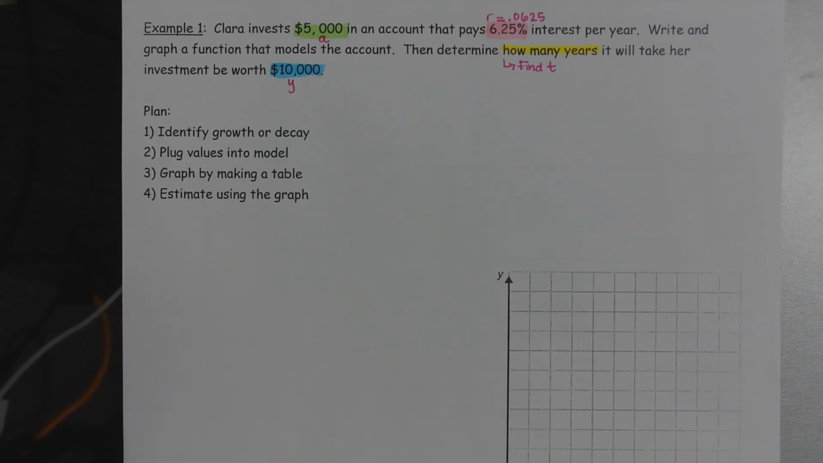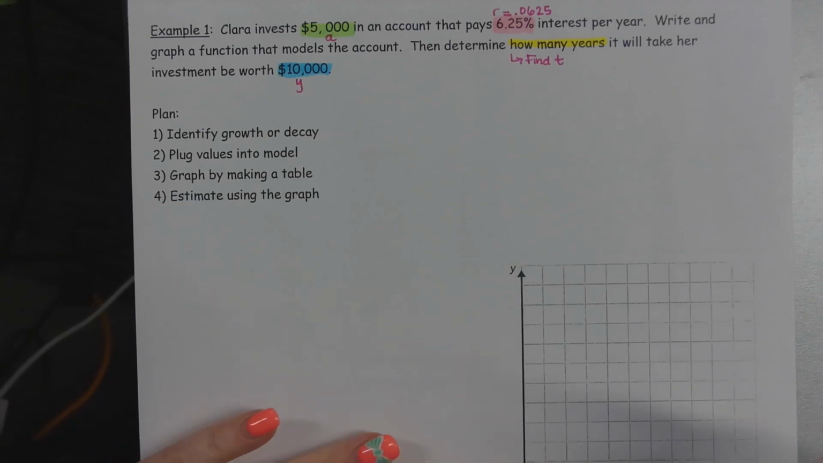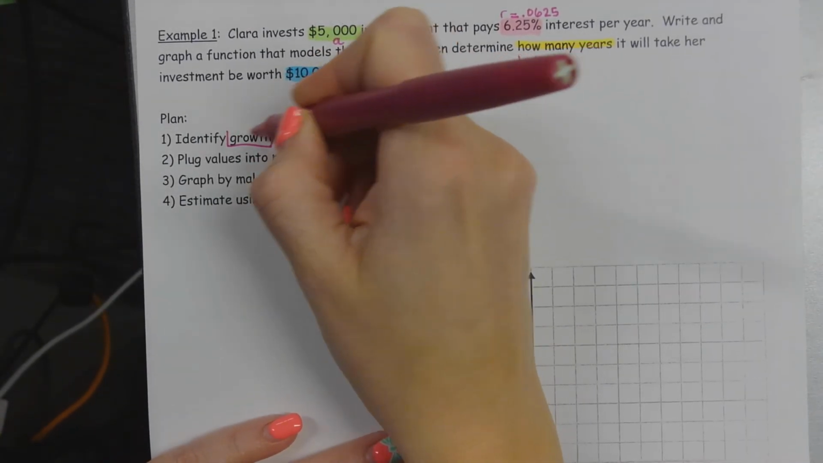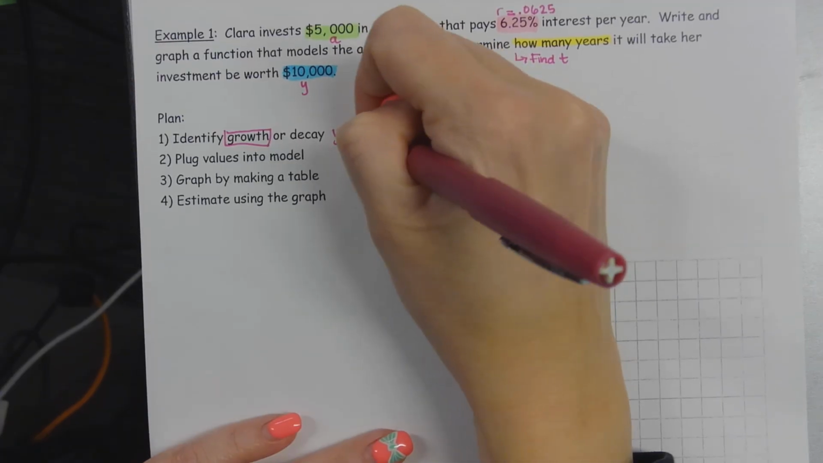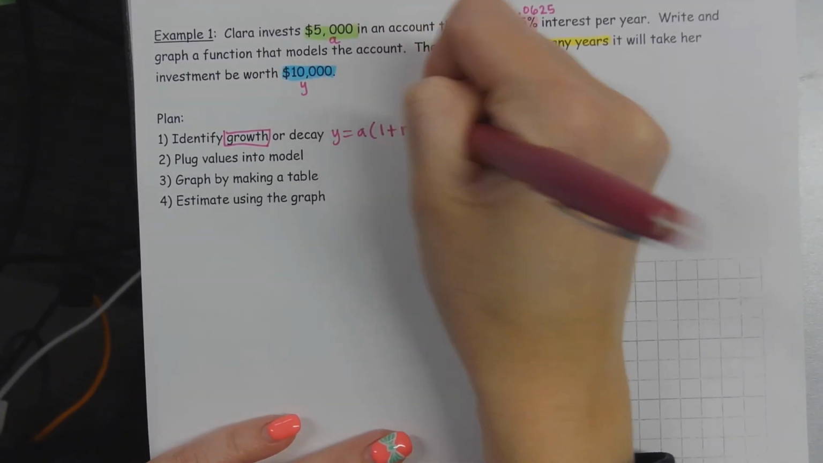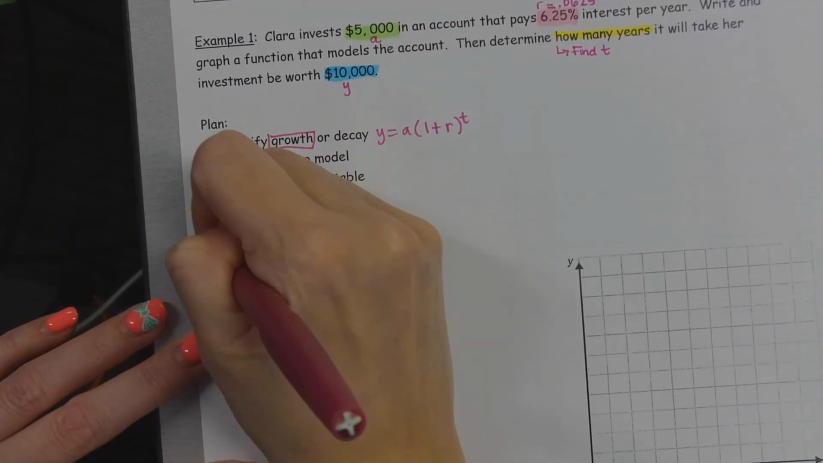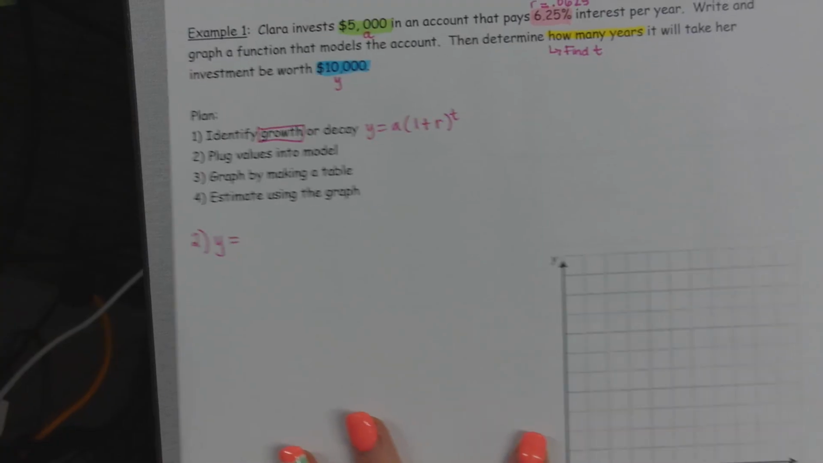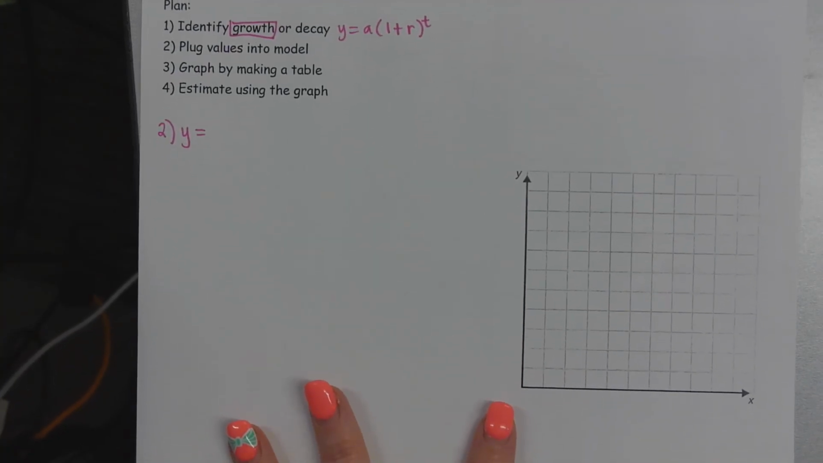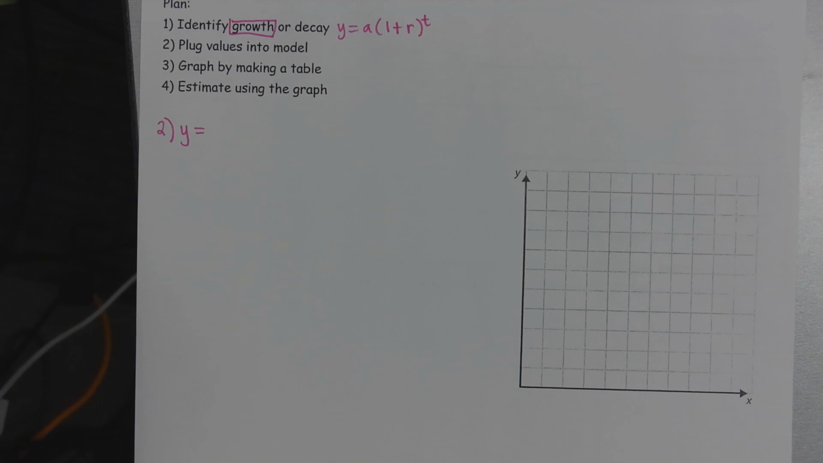So what we're going to do first is we're going to identify whether that is growth or decay. So anytime you're getting paid interest, it's going to be what? Everybody? Okay, and so if you have growth, this is going to be your growth model. When you're plugging in your values to your model, this is going to be step 2. You're going to leave the y equals because we are going to graph the function in this second step. So I want you to plug in everything that you can into that model and write it down.